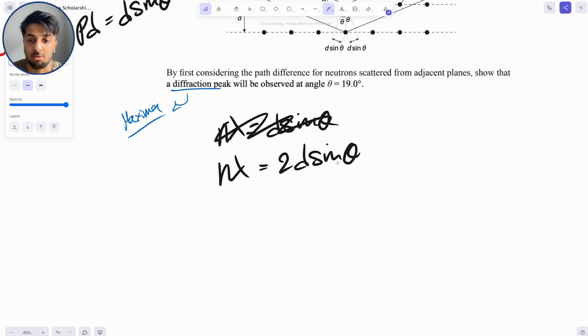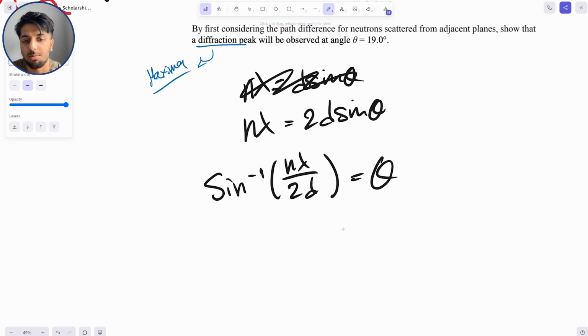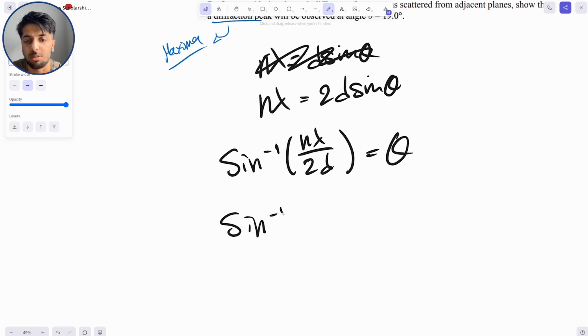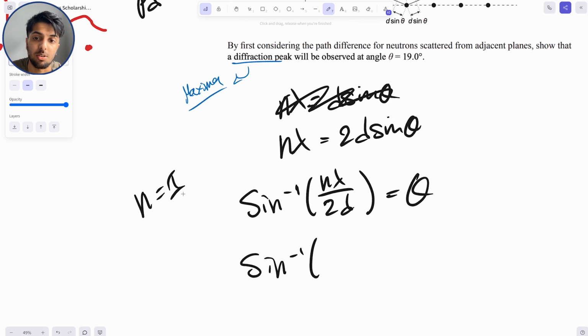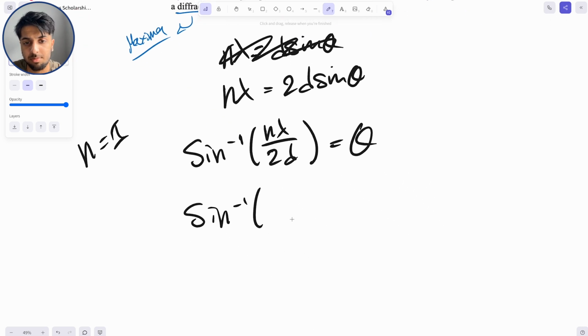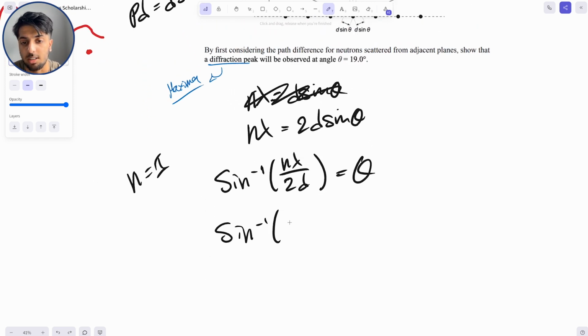And from there, we can just rearrange for theta. So we get the inverse sine is equal to n lambda over 2d, and that's equal to our theta. And so plugging in our numbers, n in this case will be 1. We could say that's our maximum. And so 1 times anything is just itself, so we can get rid of that in our equation.